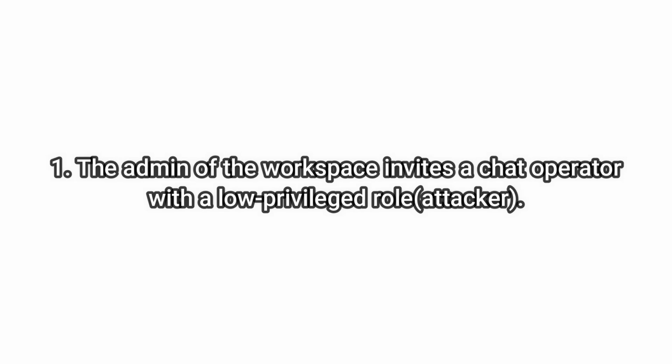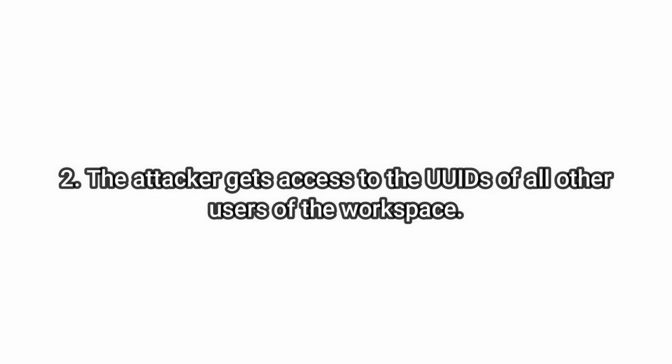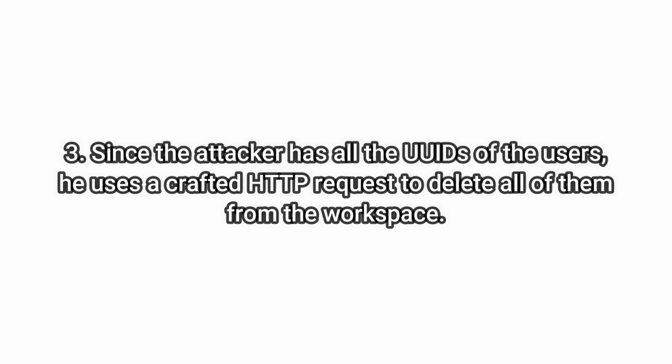So this is an example of what an attack scenario could look like for an access control bug. First, the admin of the workspace invites a chat operator with a low privileged role, who is also the attacker. Second, the attacker gets access to the UUIDs of all other users of the workspace. Third, since the attacker has all the UUIDs of the users, he uses a crafted HTTP request to delete all of them from the workspace. Keeping this attack scenario in mind, I'm going to give you some tips about how you can paint a picture for the attack scenario of your finding.